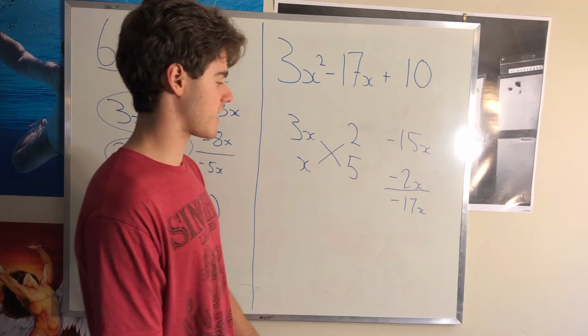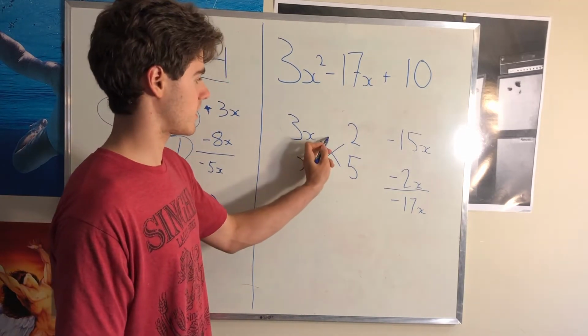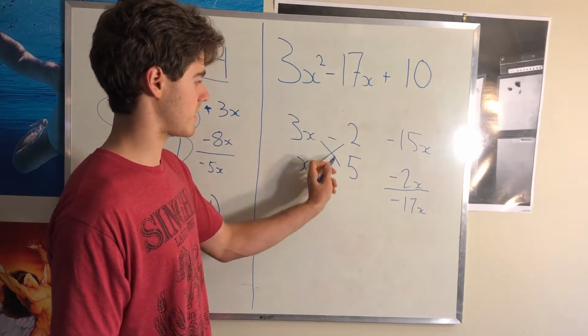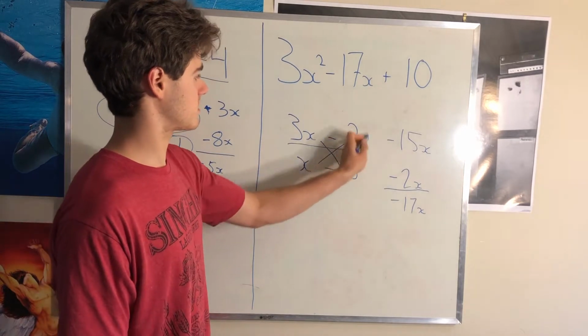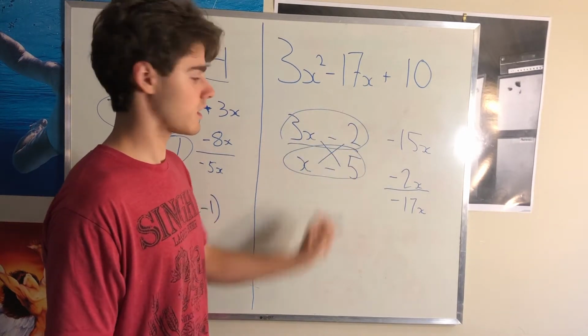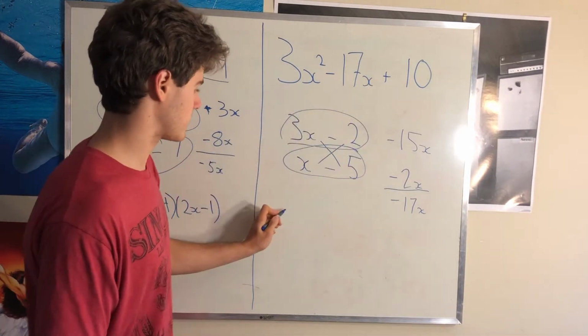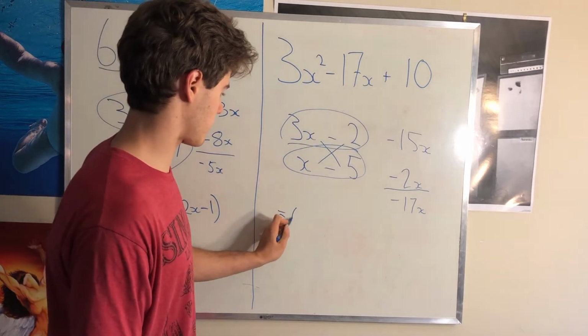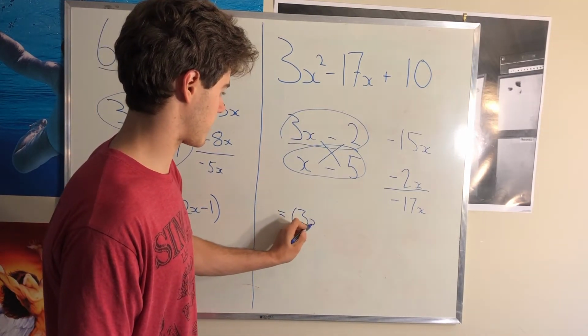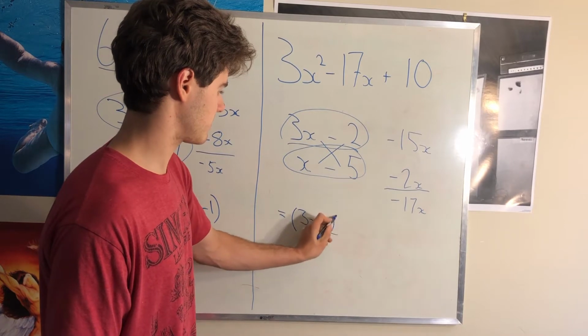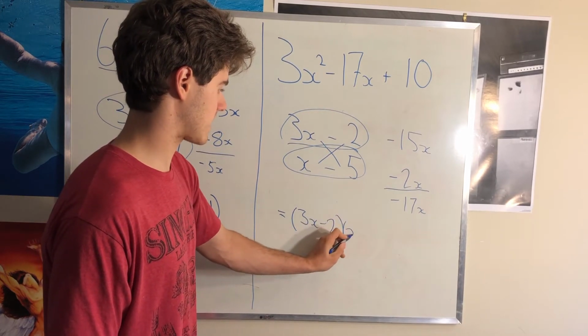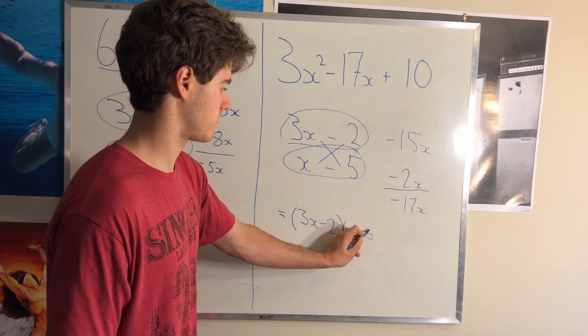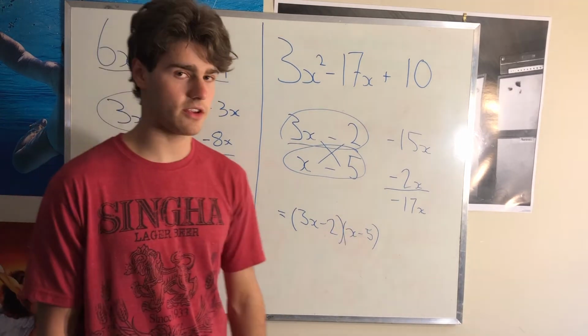And since we made these both negative, just like in the last example, we're going to put a negative sign here, and then these are the factors. So if you factor this expression, it becomes 3x minus 2 times x minus 5. That is how you do the crisscross method.